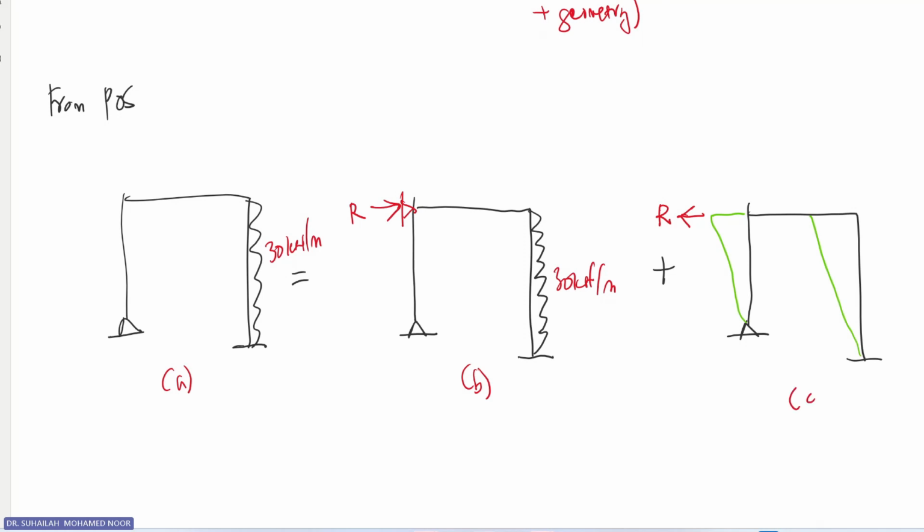So in diagram C, it is a side sway frame, and at B there will be delta, at C there will be delta. So FEM in diagram B is due to external loading only, and in diagram C, this is due to side sway only.